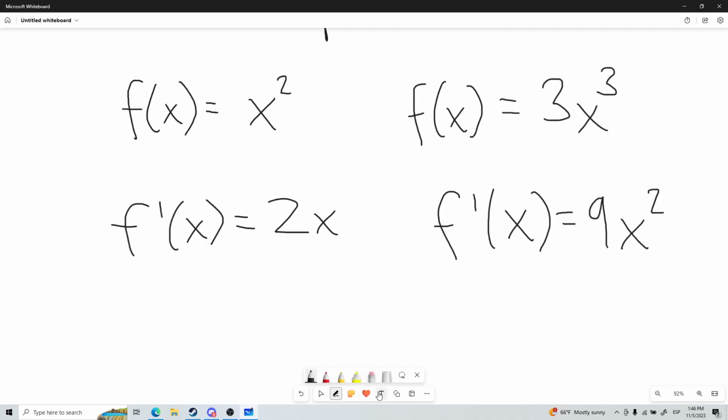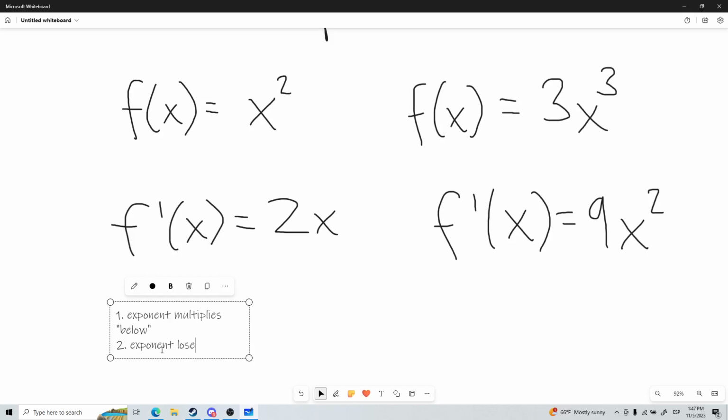So what's going on? Ladies and gentlemen, there are two things going on. The first one is that the exponent multiplies below. I'm going to explain what I mean by below in a second. And the second thing that happens is that the exponent sort of loses 1. The exponent gets -1. So this is a very non-fancy mathematical way to explain it, but you're not here to understand the textbook definition. You're here to understand what is going on.